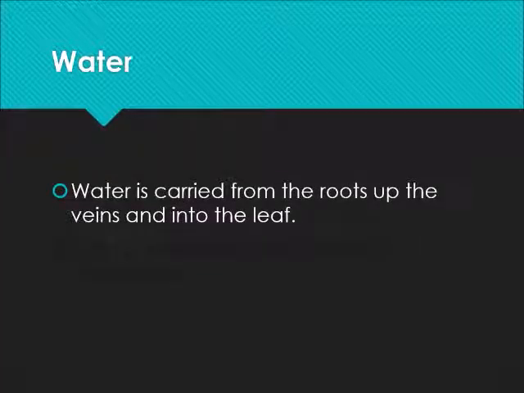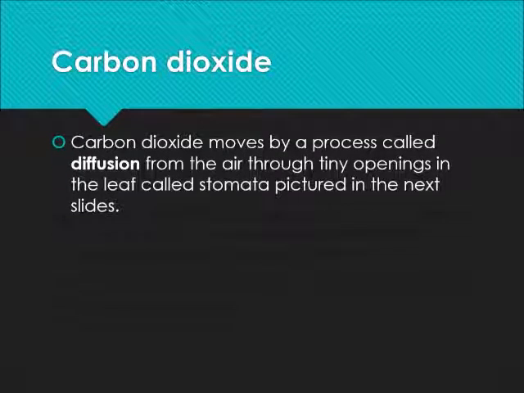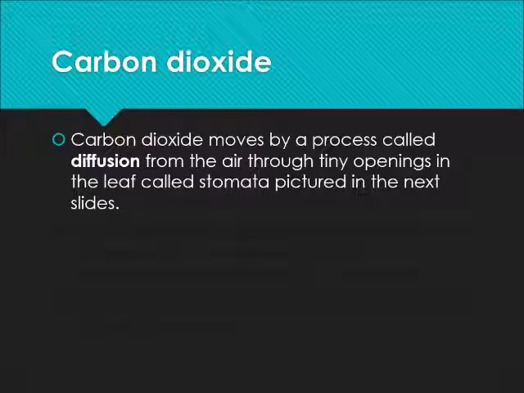Now, as we said, water is carried from the roots up in the xylem or the veins into the leaf. So that's why it's important to water plants, otherwise if they're dry, they can't carry out photosynthesis. And then that water moves from the veins or from the xylem into the chloroplasts. Carbon dioxide moves by a process called diffusion, same as how gases get from our lungs into the bloodstream, and they enter the leaf through tiny openings called stomata.